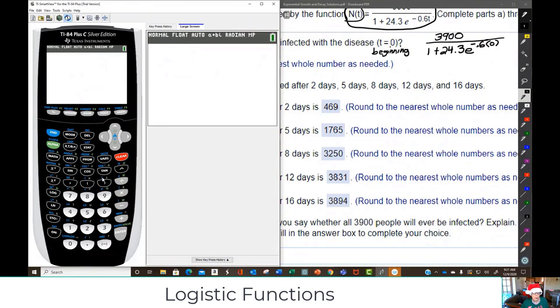Okay. So let's see how we can do this. 3,900 divided by paren 1 plus 24.3 second ln negative 0.6 times 0.